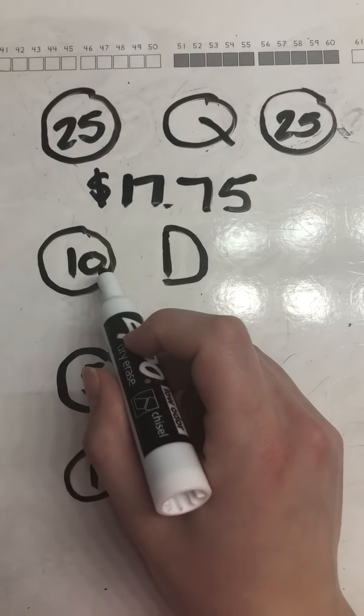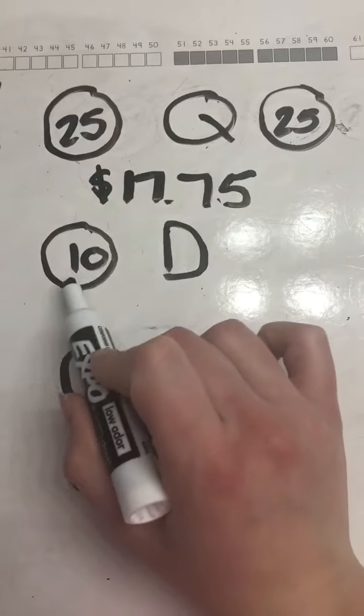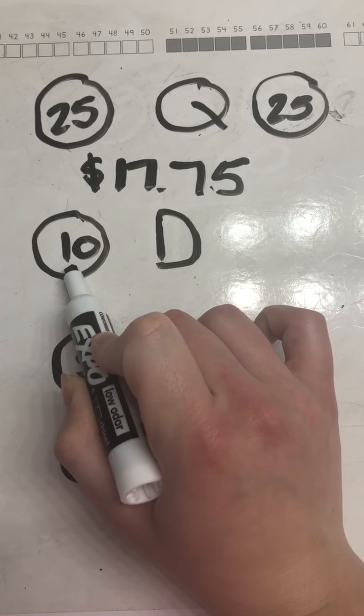Now let's count in our 2 dimes. 75 plus 10 is 85.